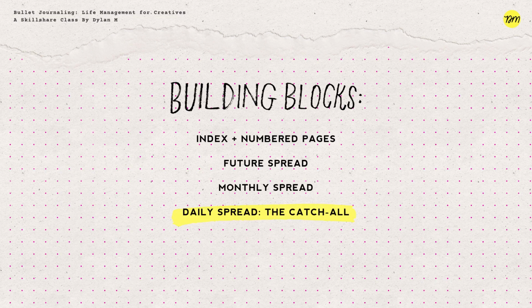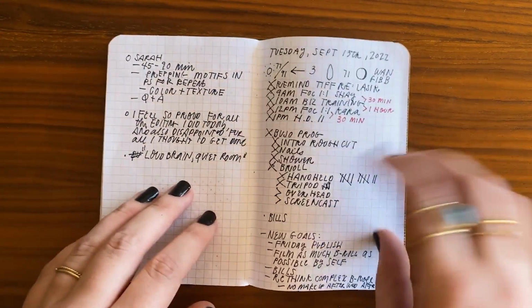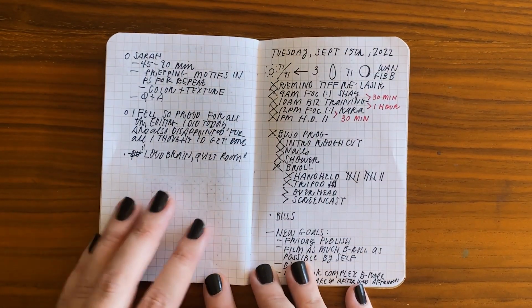Next, we have the daily spread, which is a catch-all place to capture tasks, notes, inspiration, ideas, moments of mindfulness, and any and everything that's interesting to note down throughout your day. We'll discuss this more later, but I actually outsource my daily spread to a pocket field notes book. You do not need to do this.